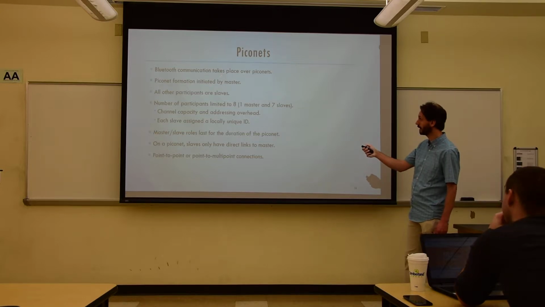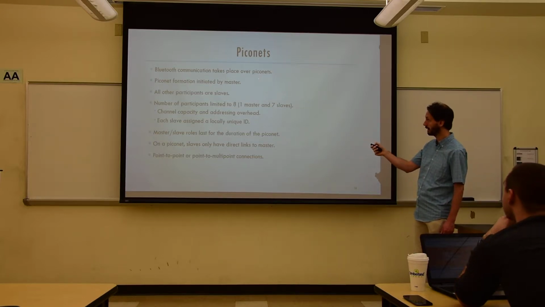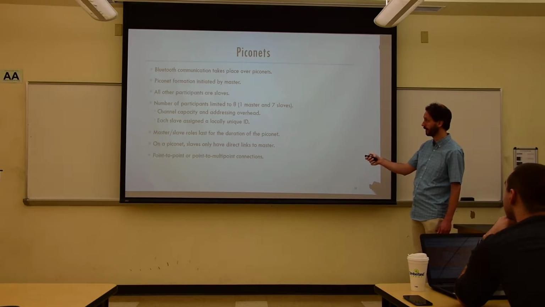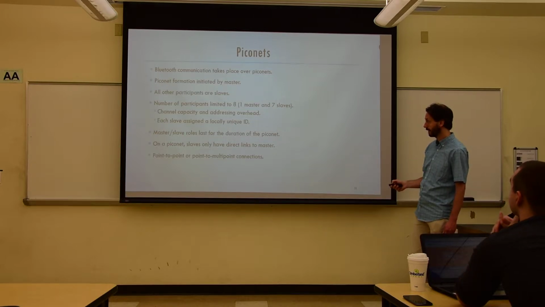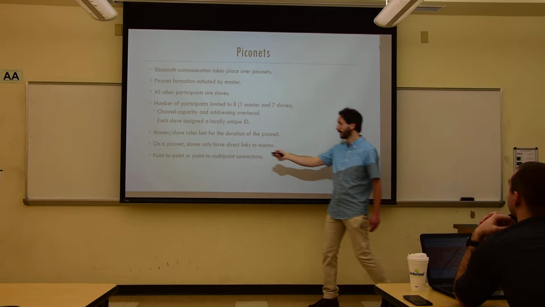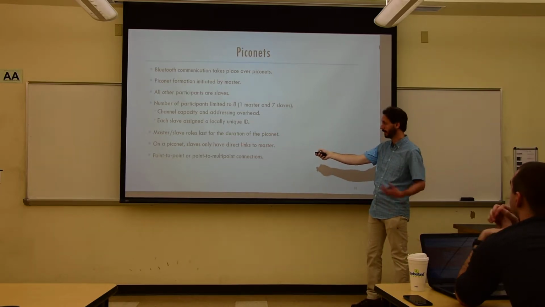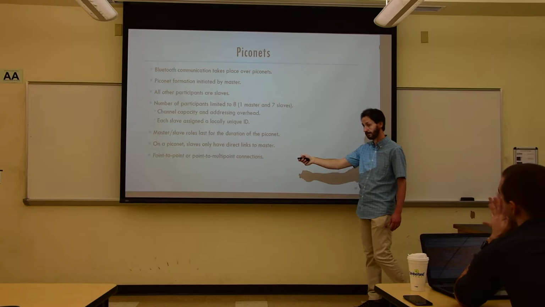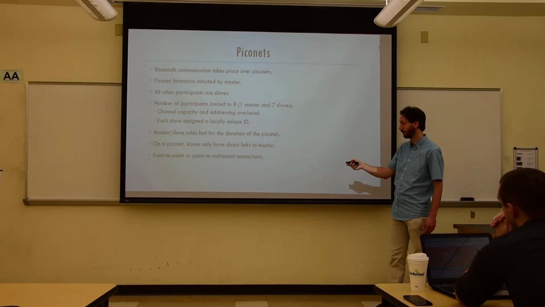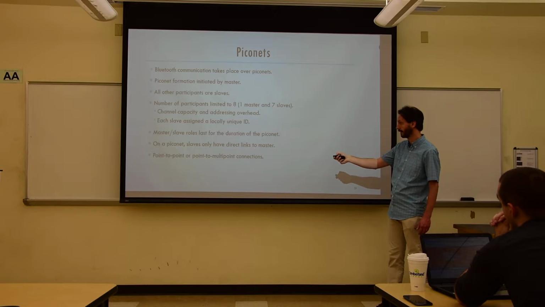Alright, so Bluetooth communication takes place over what we call piconets. The piconet formation is initiated by the master, and all the other participants are the slaves. The number of participants is limited to 8, so 1 master and 7 slaves. The channel capacity and addressing overhead is arranged, and each slave is assigned a local and unique identity. The master-slave roles last for the duration of the piconet, and then you may set up a new one with a different master.